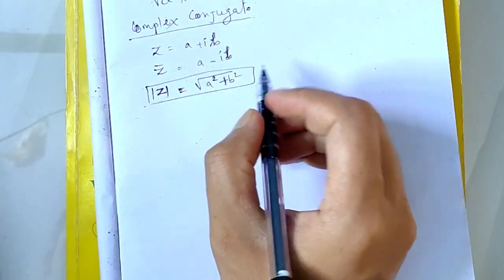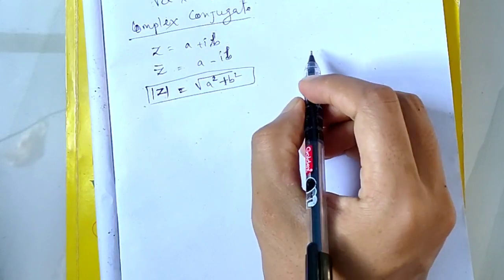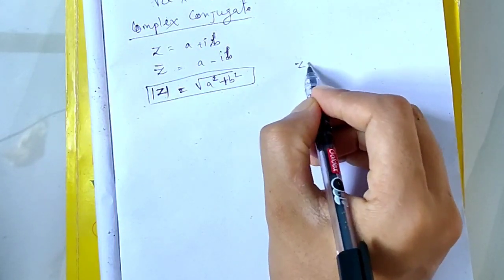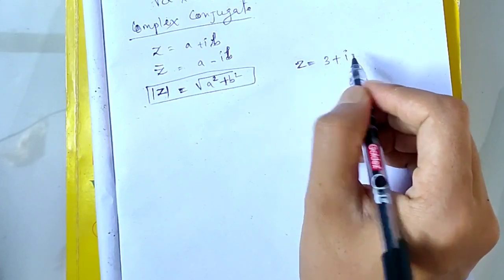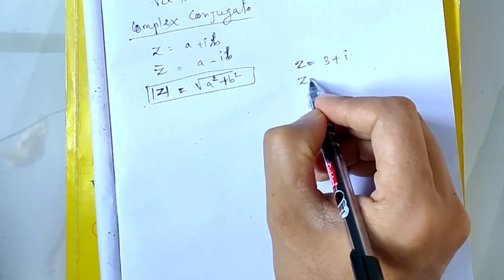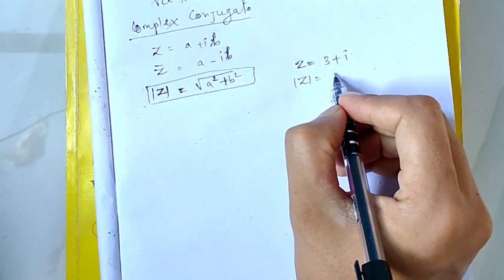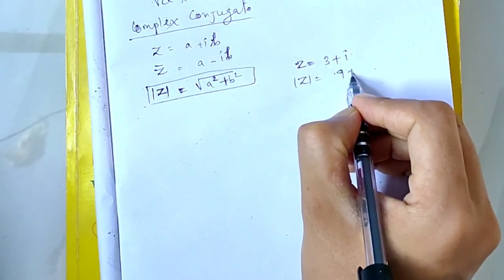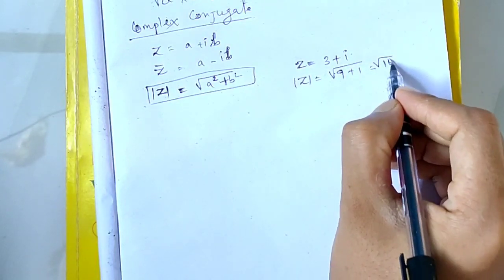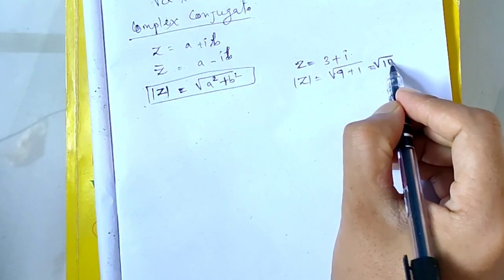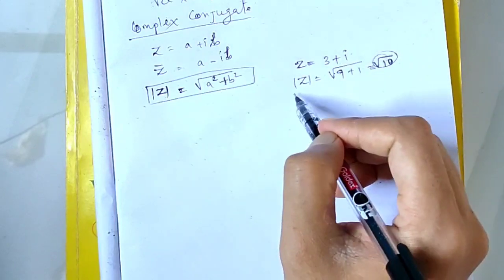Now let's understand by an example. z equal to 3 plus iota, then the modulus of z equals root over of 9 plus 1, which is root over of 10. This is the modulus of this number.